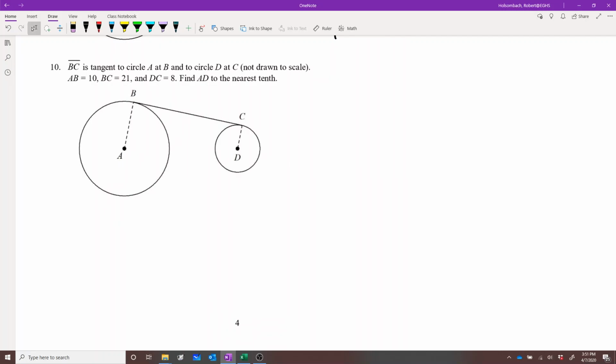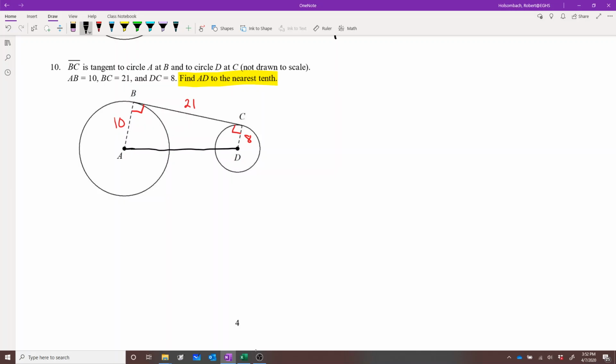And number 10 is a very similar setup. BC is tangent to circle A at B, so this becomes a 90-degree angle. And circle D at C, so this is also a 90-degree angle. A to B is 10. B to C is 21. And D to C is 8. Find AD to the nearest tenth. So we need the distance between these two gears, spindles, tires on a bike, whatever they are.